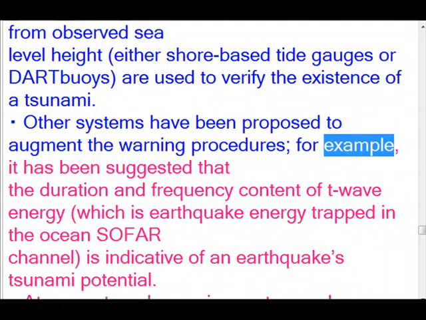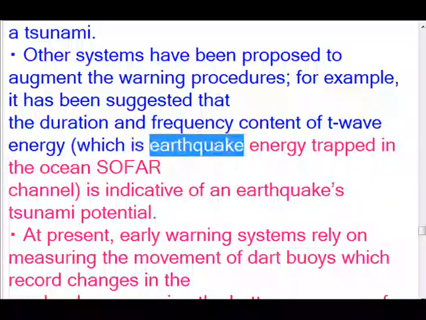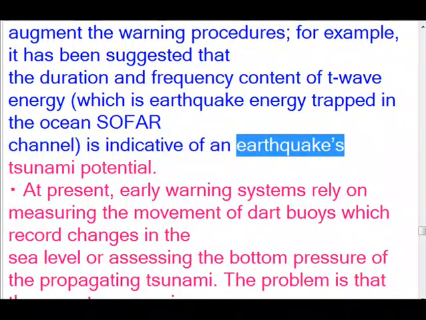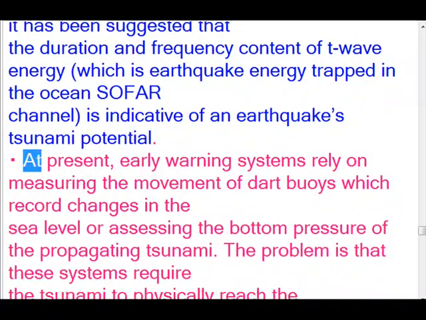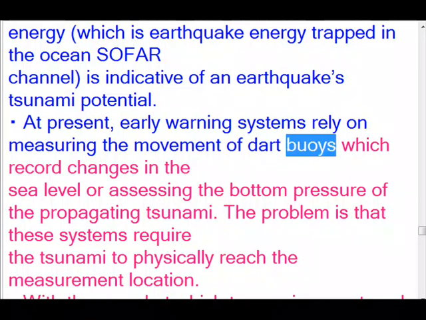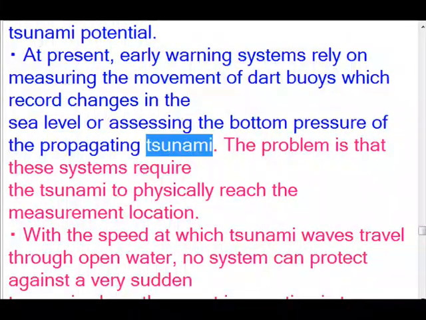For example, it has been suggested that the duration and frequency content of T-wave energy, which is earthquake energy trapped in the ocean SOFAR channel, is indicative of an earthquake's tsunami potential. At present, early warning systems rely on measuring the movement of DART buoys which record changes in the sea level or assessing the bottom pressure of the propagating tsunami.